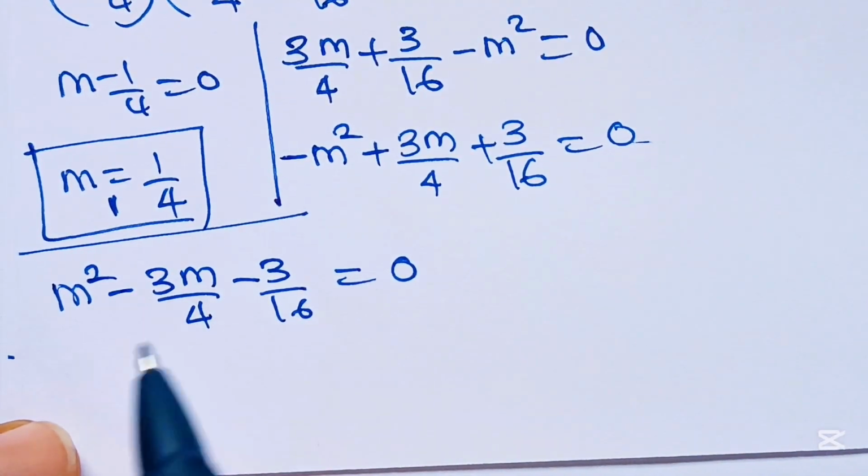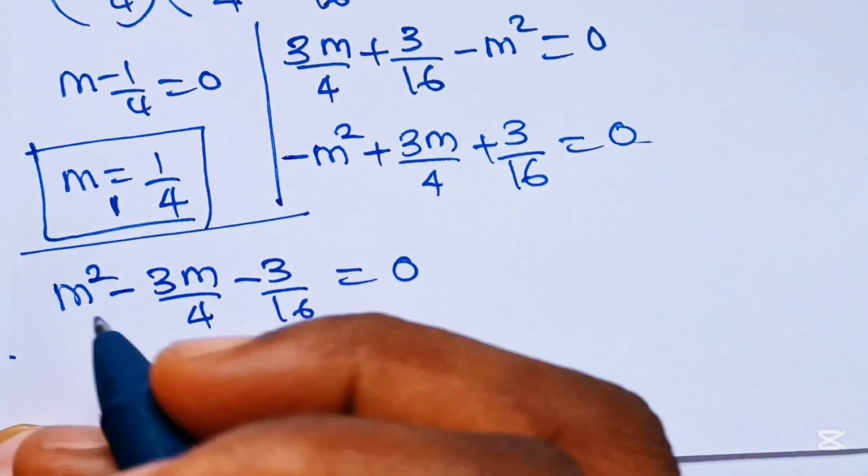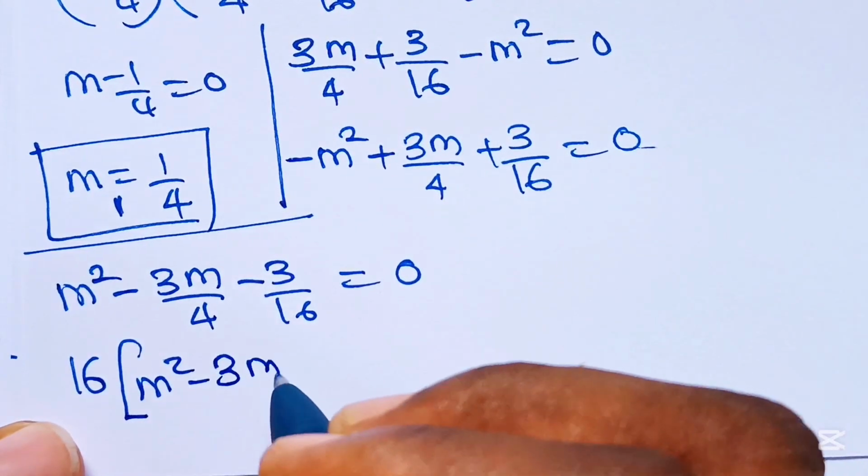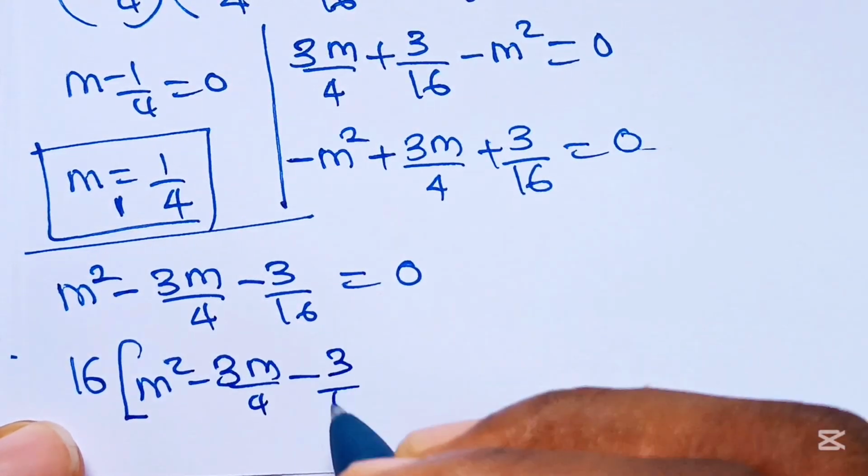Now to remove the fraction, we are going to multiply through by the LCM of the denominators. The LCM of 4 and 16 is 16. So we are going to multiply through by 16. So we have 16 into m squared minus 3m over 4 minus 3 over 16 is equal to 0.